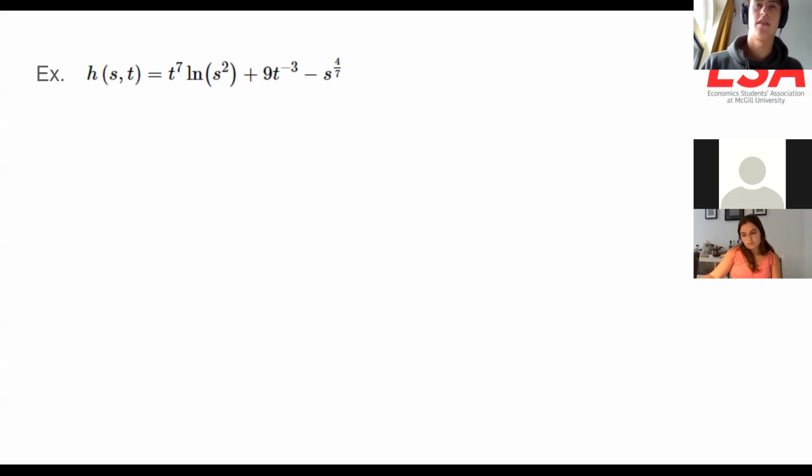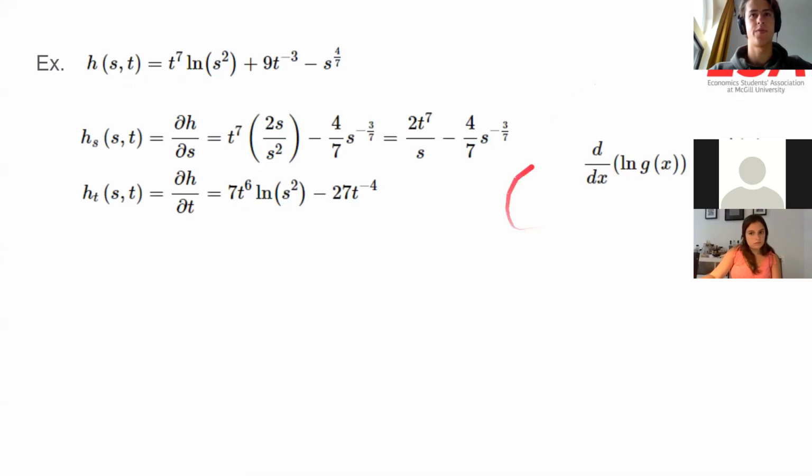All right, I can see that a few people are good to go, so we'll go ahead and talk everyone through it. When taking the partial derivative with respect to s, what we'll do again is treat every t as a constant. So this natural logarithm of s squared, using this formula that we saw during the last workshop, becomes 2s over s squared.